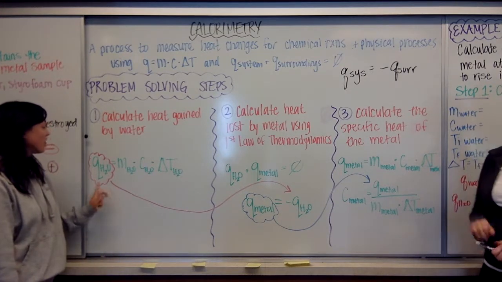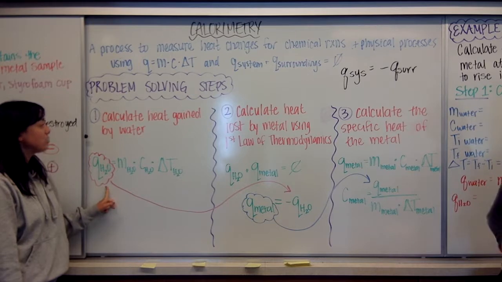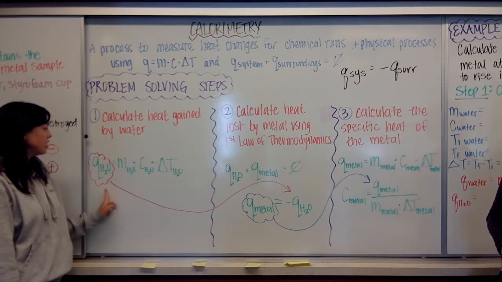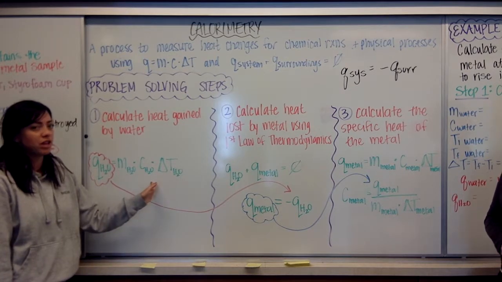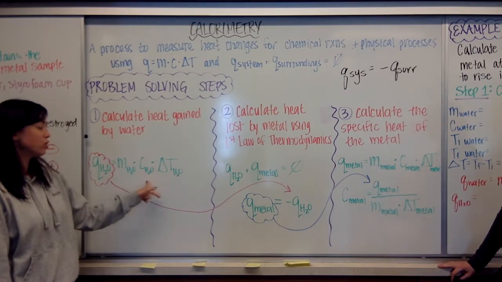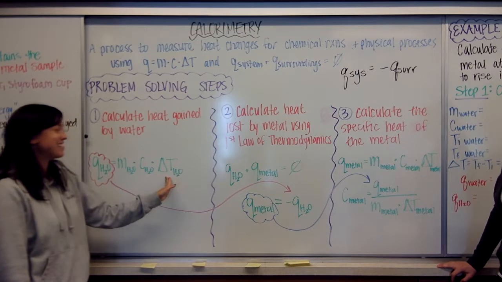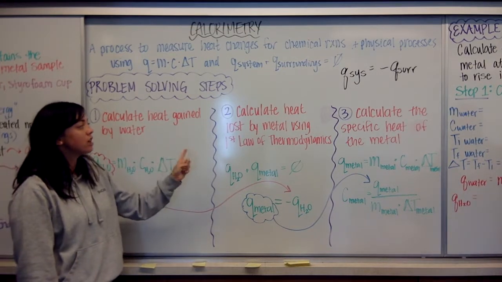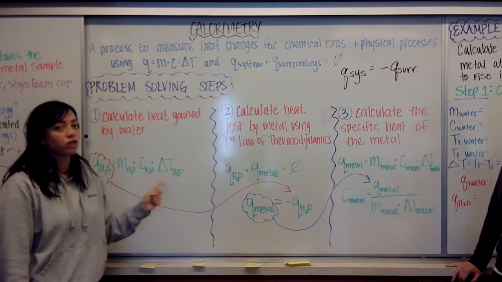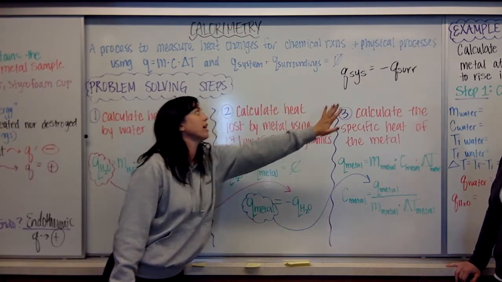So first you solve for the heat gained by water, and that is Q H2O equals mcΔT. So we use the mass of water times the specific heat of water, which is 4.184 joules per gram degree Celsius, times delta T. Once you solve for that, you calculate the heat lost by the metal using the first law of thermodynamics, which we just talked about right here.